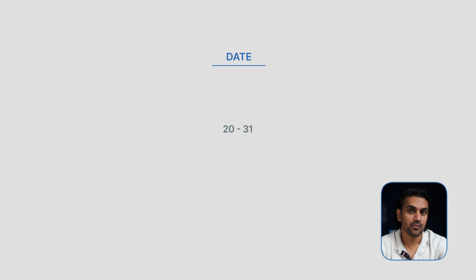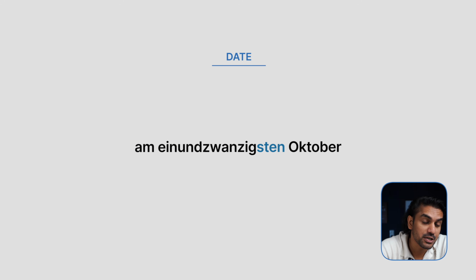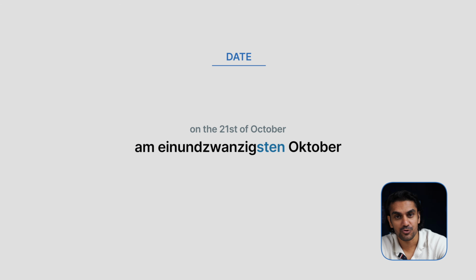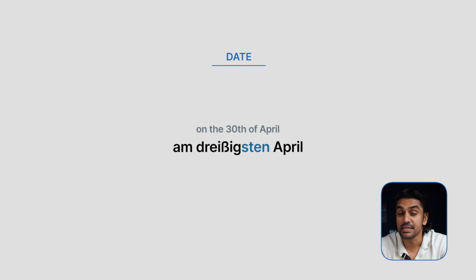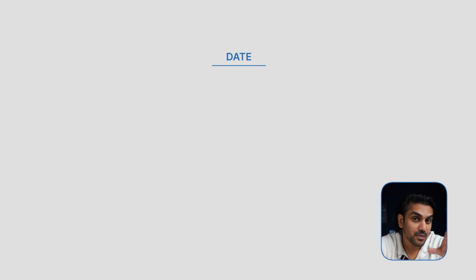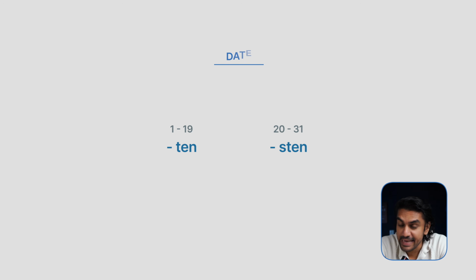But from 20 onwards, they end with ste. For example, am 21. Oktober, on the 21st of October, am 30. April, on the 30th of April. So just remember this simple rule. 1 to 19, te. 20 and above, ste.